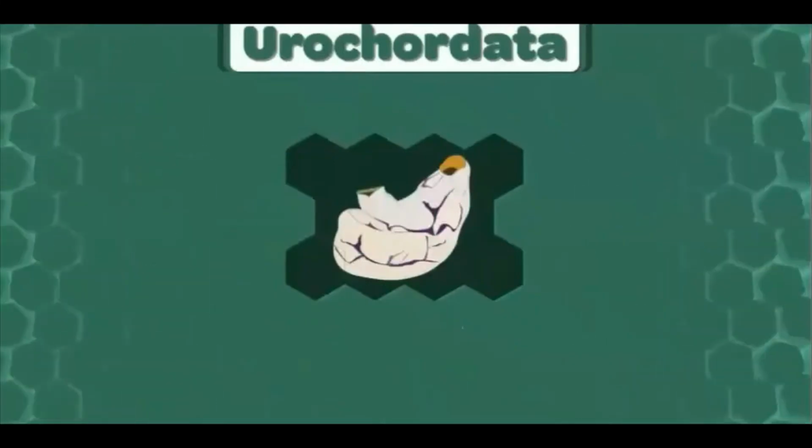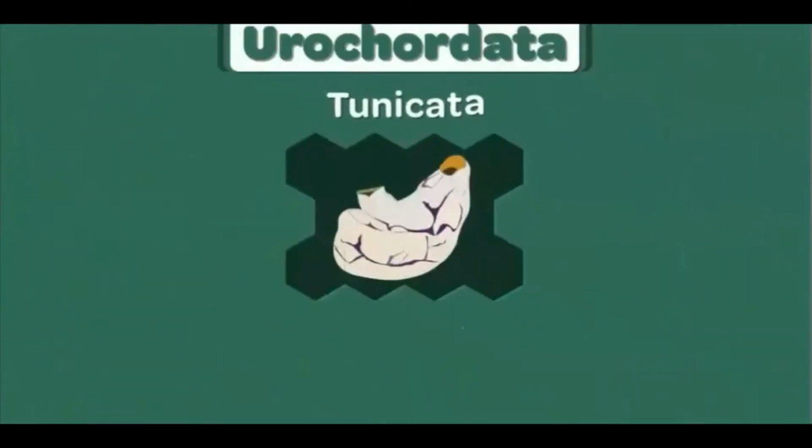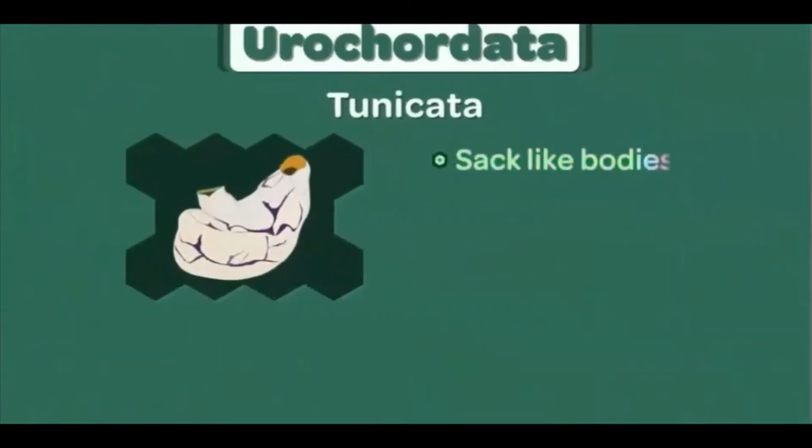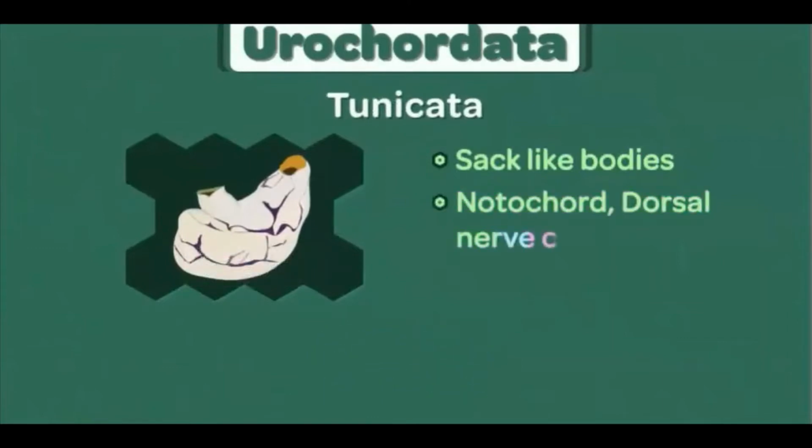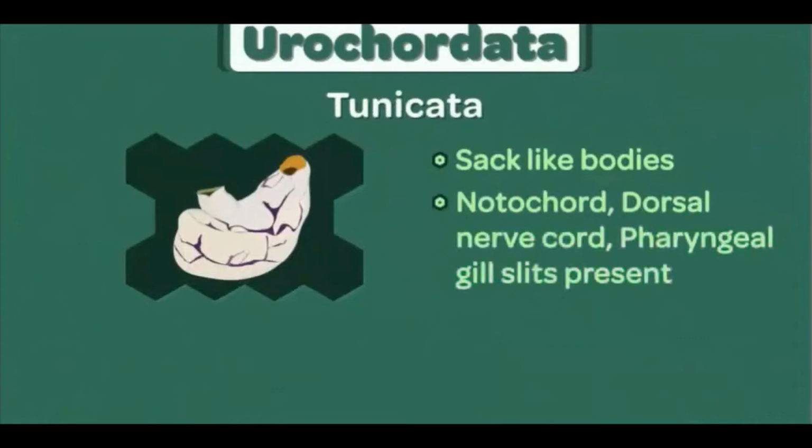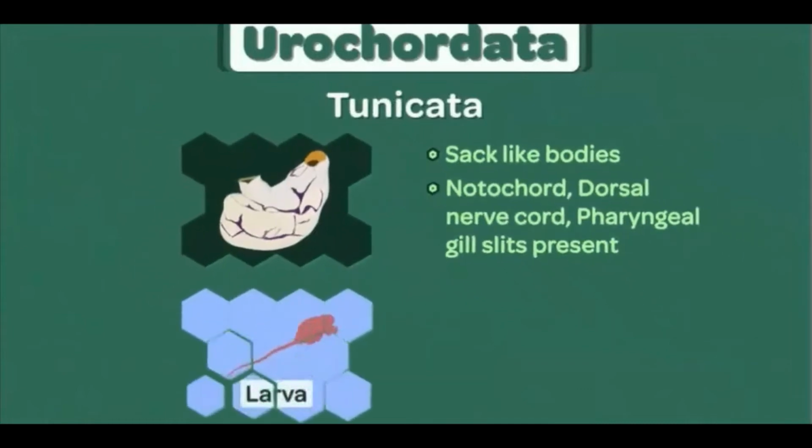Urochordata are also referred to as tunicata. These tunicates have sac-like bodies which are usually found to be sessile. You may wonder, if they have a sac-like body which appears to be so simple, then why do we categorize them as chordates? That is because they have a notochord, dorsal nerve cord, pharyngeal gill slits, and all the other characteristics that chordates possess. In fact, the larval form even has post-anal tails which help them swim.